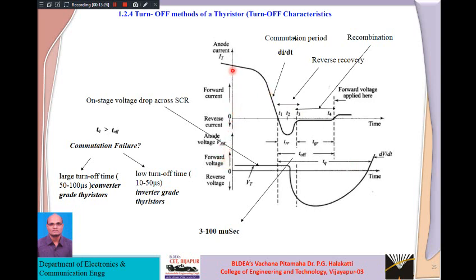Now we assumed that initially our SCR or thyristor is in the conduction mode, because we are now trying to understand turn off characteristics. We are starting our turn off characteristics by assuming that our thyristor is already in the turn on state. Now assume that we are bringing down the anode current. Now start decreasing and crossing the 0.